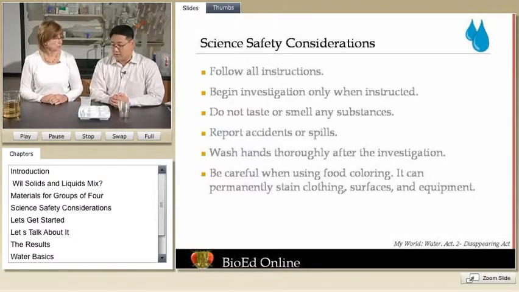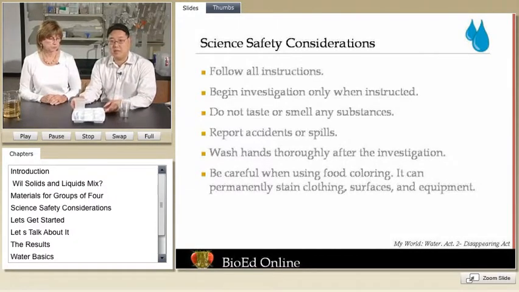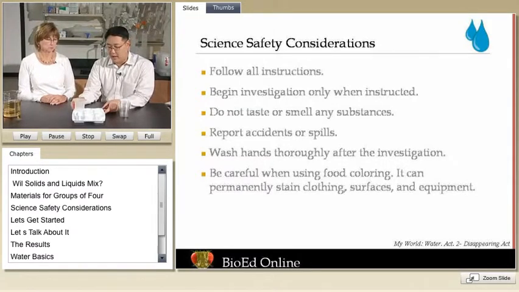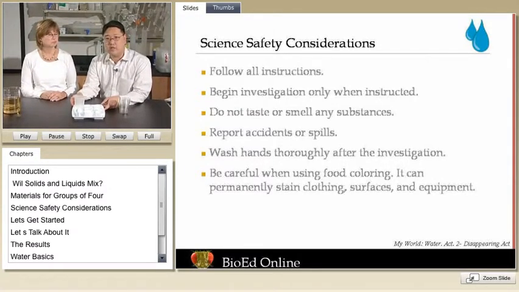Okay, Michael, now that we have the materials, we want to also talk about safety, and safety is always an important part of any investigation. Since we're dealing with solids and liquids, it's important to emphasize to students that they are not allowed to eat or taste or smell any of the materials. The best rule of thumb is to follow your district's guideline. We are also dealing with food coloring, so we want to make sure students are aware that it could stain their clothing, equipment, or their skin.